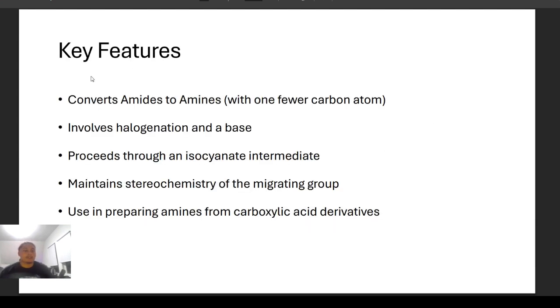The key features of this rearrangement: it converts amides to amines with one fewer carbon atom, involves halogenation and a base, proceeds through an isocyanate intermediate, maintains stereochemistry of the migrating group, and is used in preparing amines from carboxylic acid derivatives.